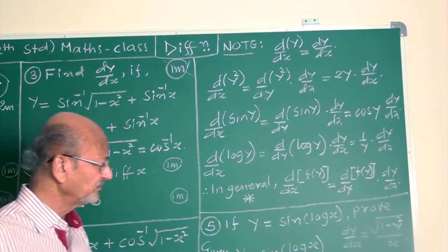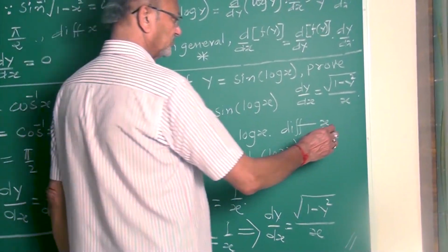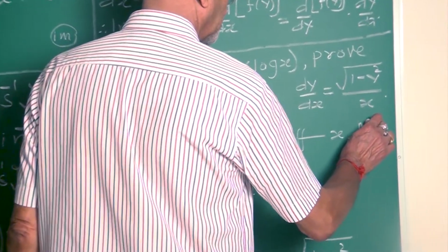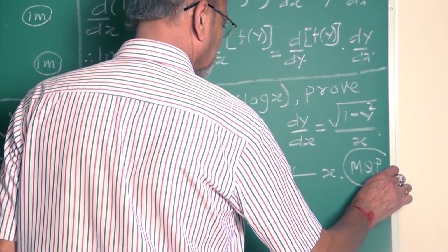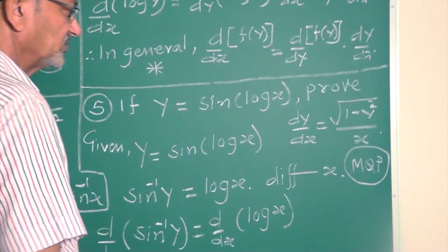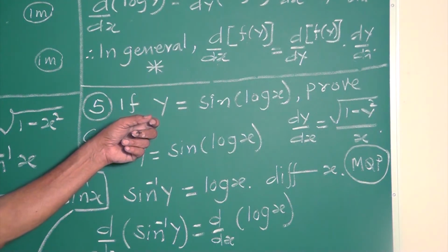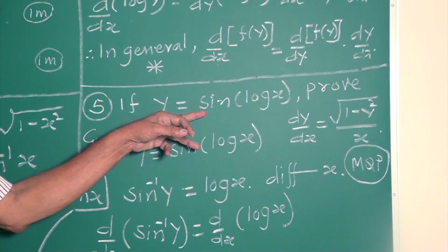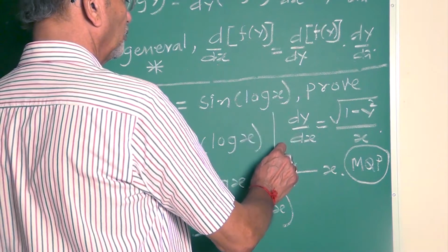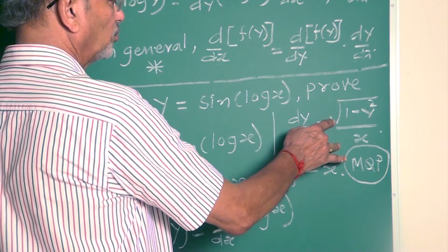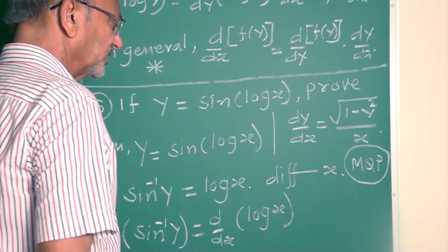Remember, my friends. This is one example from your model question paper under 2 mark questions. It is a new model question paper given this year with a reduced syllabus. This example is there in the model question paper. If y equal to sin log x, then prove dy by dx equal to root 1 minus y square upon x.